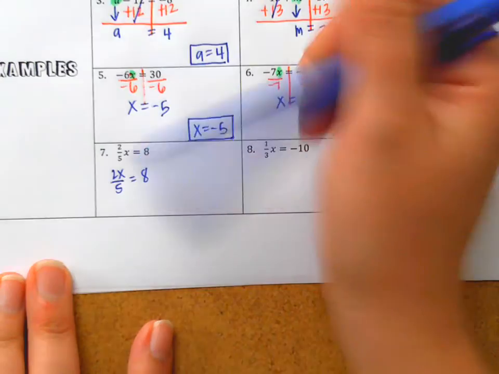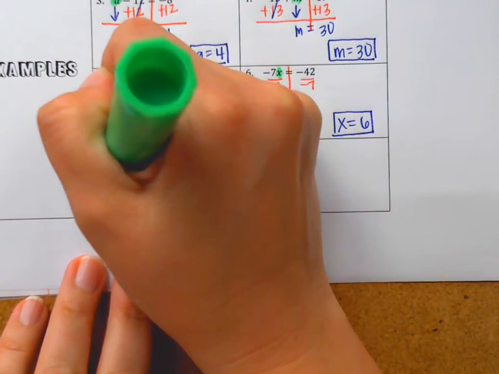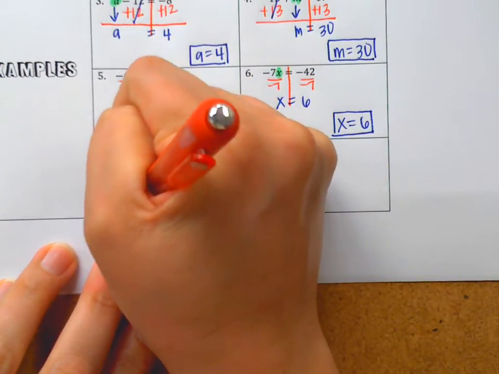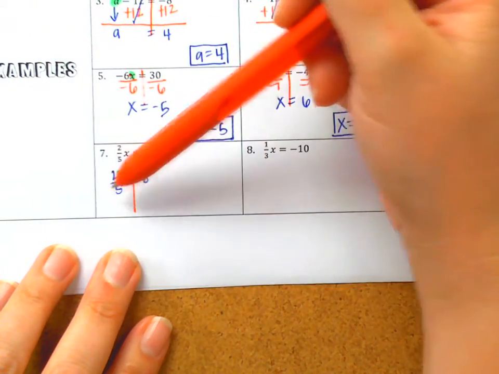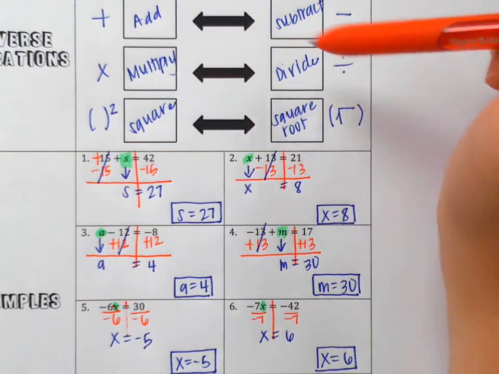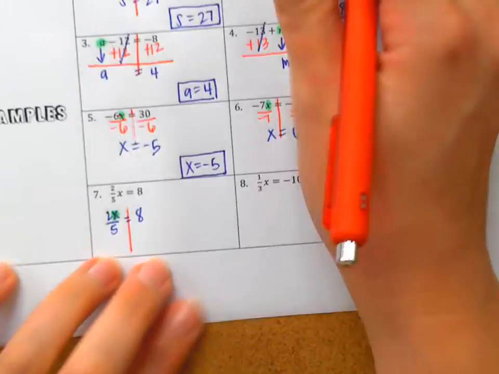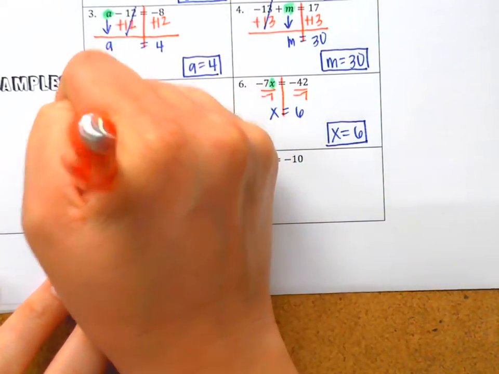So our goal, again, is to get that x by itself. So the first thing I'm going to do, besides just drawing my line down the middle, is I want to get rid of what's in the denominator. Now that's being divided by 5. So if we go back up to our inverse operations, the opposite of dividing by 5 is multiplying by the same number. So what I'm going to do is multiply both sides by 5.